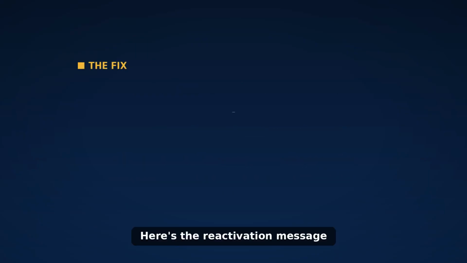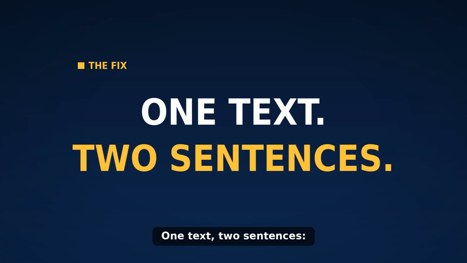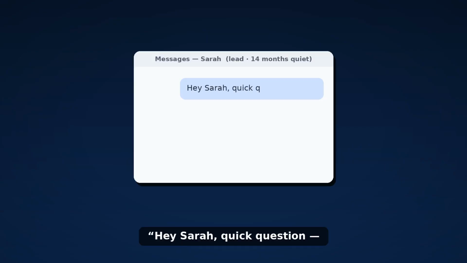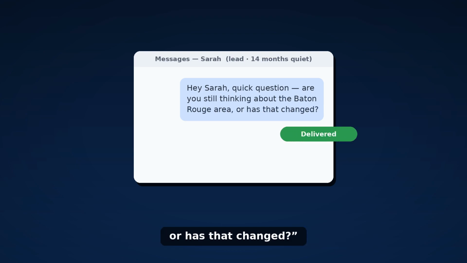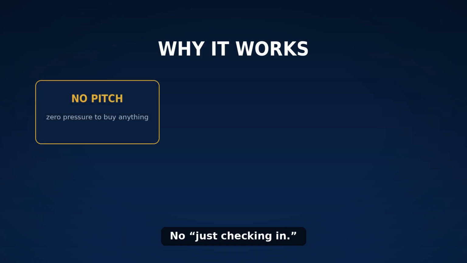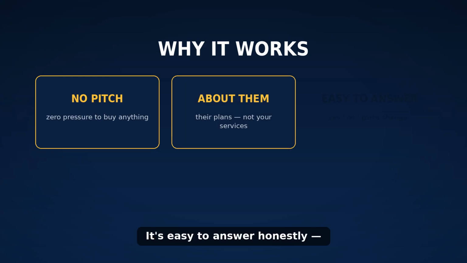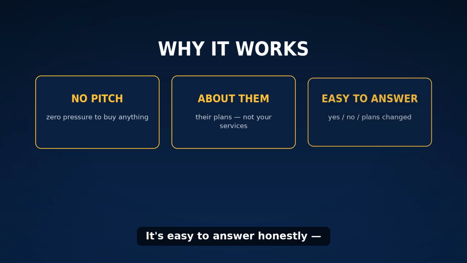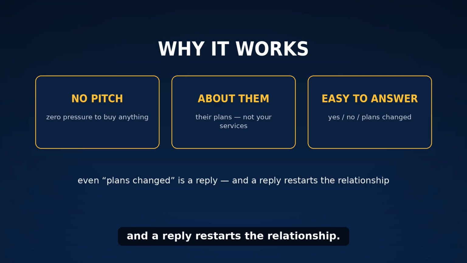Here's the reactivation message that actually gets replies. 1 text, 2 sentences. "Hey, Sarah, quick question. Are you still thinking about the Baton Rouge area, or has that changed?" That's the whole message. No pitch, no just checking in, a binary question about them, not about you. It works because it's easy to answer honestly. Even "plans changed" is a reply, and a reply restarts the relationship.